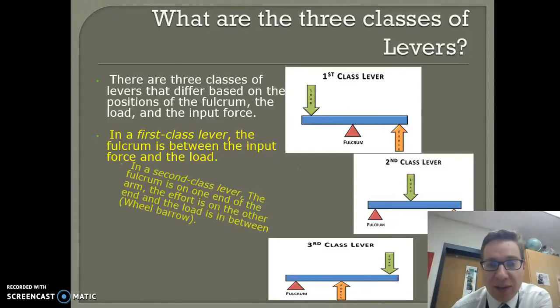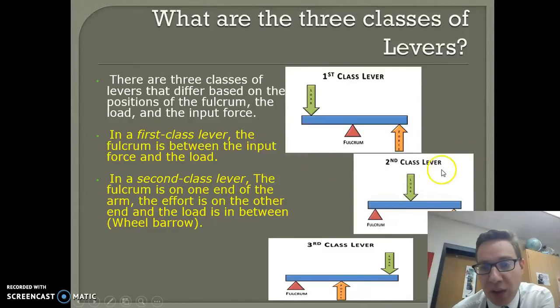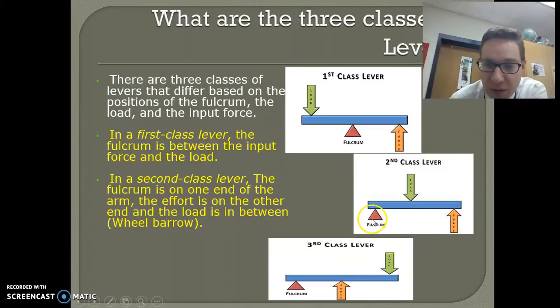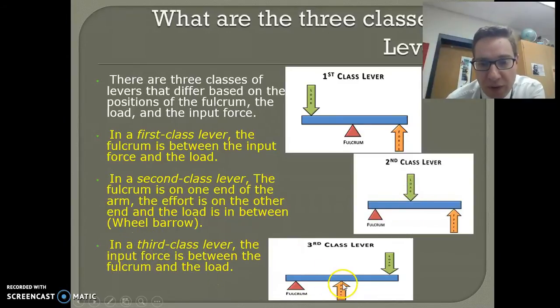The second class lever is where the load is in the middle. The force is on one end and the fulcrum is on the other end, so the load is in the middle. This is a good example of a wheelbarrow. And the third class lever is when the force is in the middle, the load is on one end, and the fulcrum is on the other. Hockey stick, shovel, those are good examples of a third class lever.